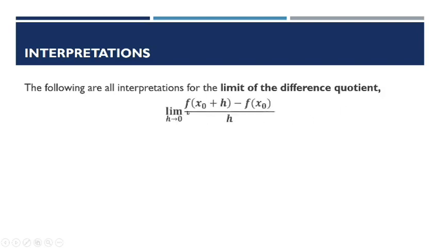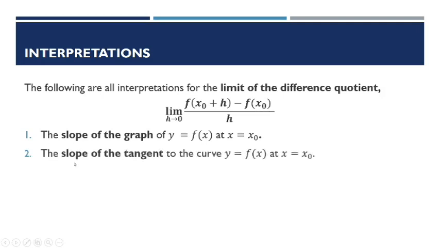So the limit of the difference quotient, the limit of f of x sub 0 plus h minus f of x sub 0 all over h as h approaches 0, is the slope of the graph of y is equal to f of x at x is equal to x sub 0. So that specifies the value of x. So that is x sub 0.